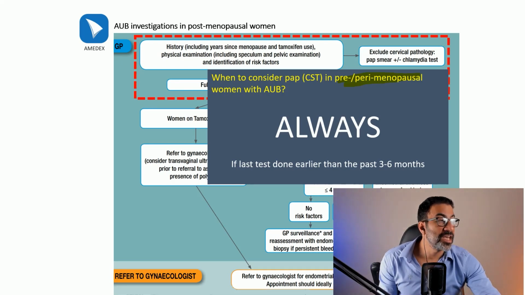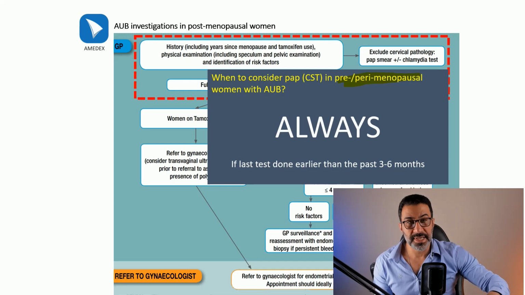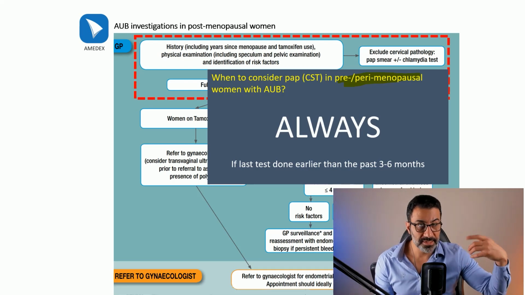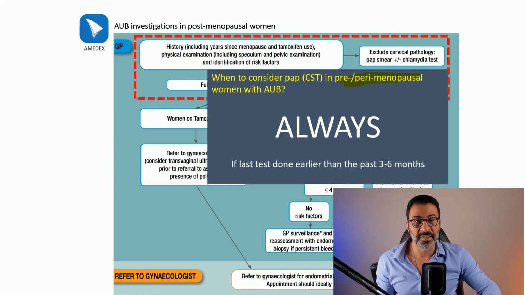Always, if the last test was done earlier than the past 3 to 6 months. Say a lady aged 56, 62, or 75 has presented with abnormal uterine bleeding, and she did a pap smear like 2 months ago with normal results. We don't want to repeat that, but if it's earlier than 3 to 6 months, we want to repeat that. That's for sure. Don't forget about that.